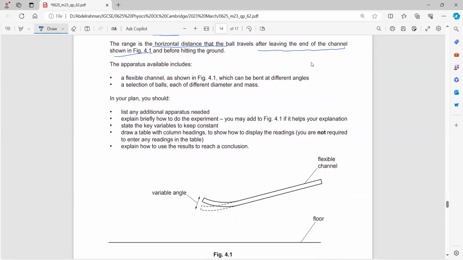For example, I have a ball. This ball will travel down the channel and then up there. The ball will keep on traveling until it hits the ground. We want to measure the horizontal distance. We need to measure this distance. This is the range.